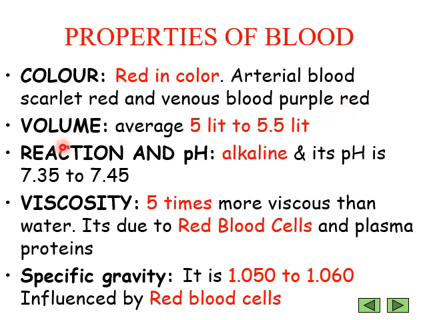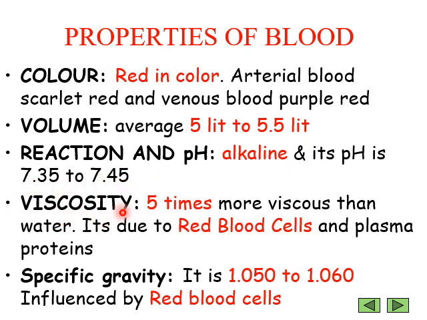Then the volume. The average volume in males is about 5.5 liters and about 5 liters in females, and I told you that this difference is due to difference in body size. The pH of the blood is a bit alkaline, about 7.35 to 7.45. As you all know, a pH of 7 is neutral, less than 7 is acidic, and more than 7 is alkaline. So what is the pH of the blood? It's about 7.35 to 7.45.